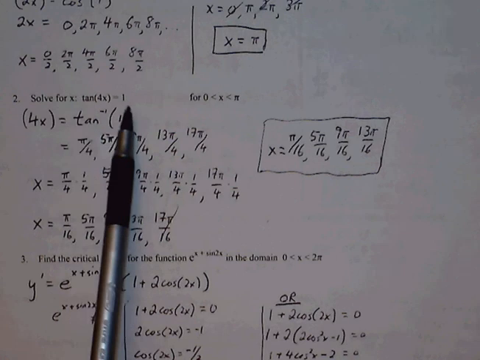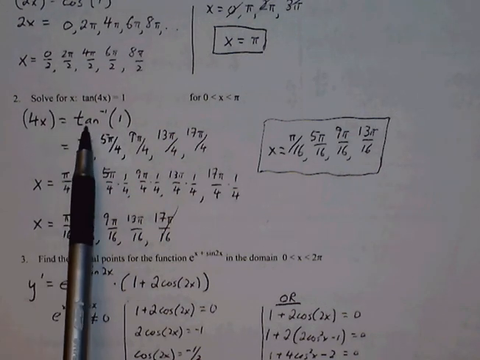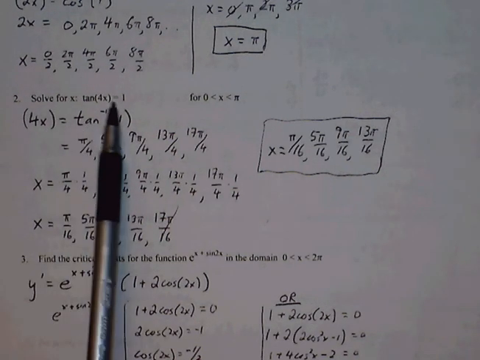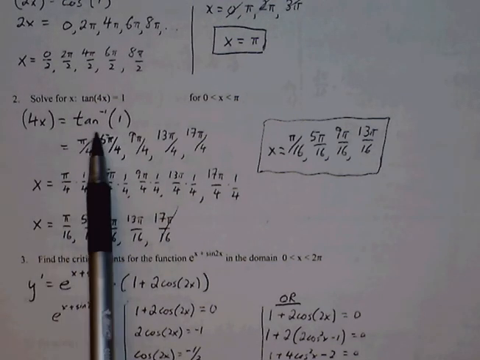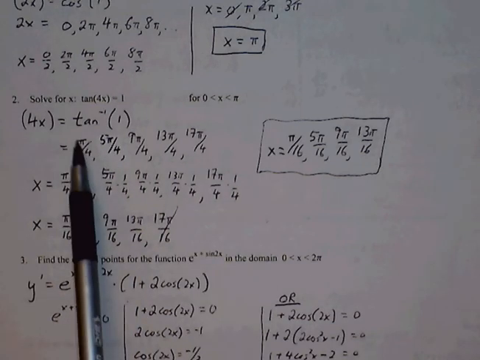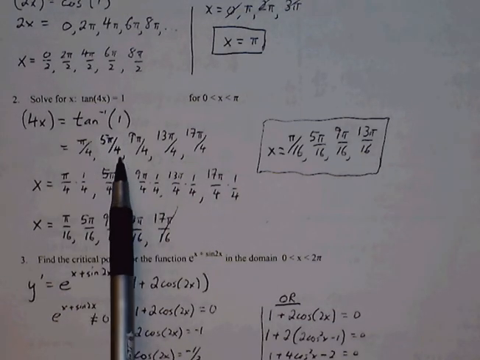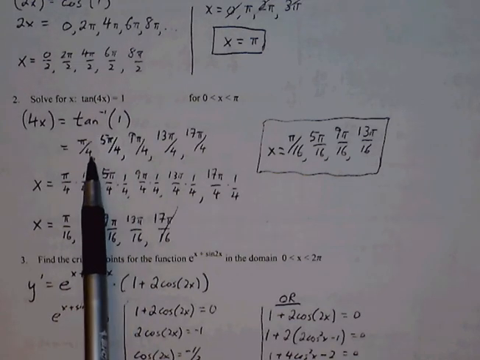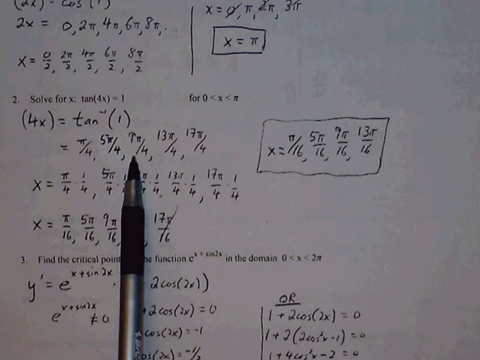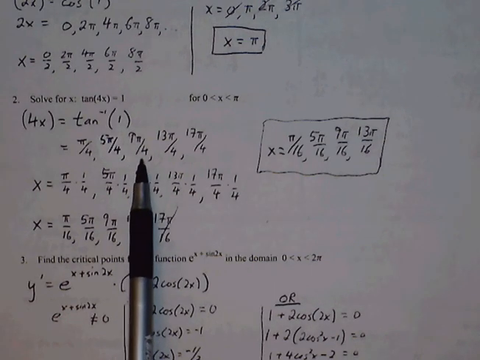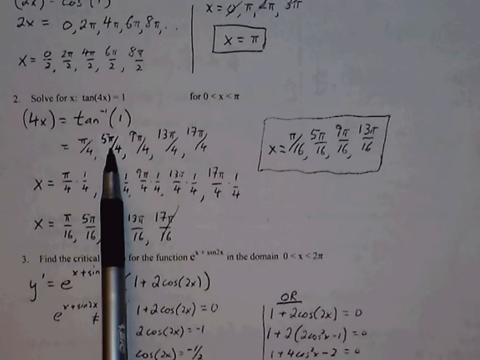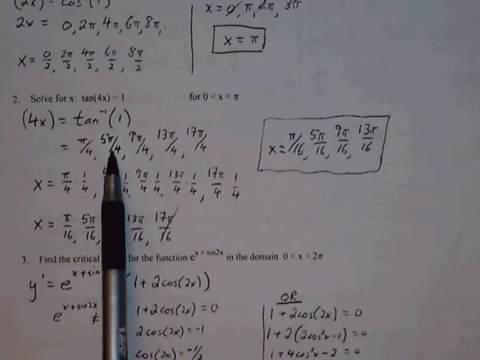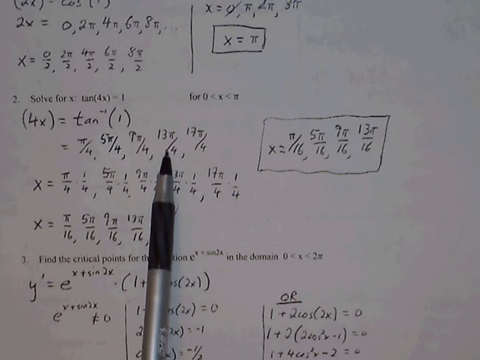So apply inverse tangent. We want to figure out first, when is tangent equal to 1? Notice we have to divide by 4 eventually, so I'm going to list out a whole bunch of terms. Pi over 4, 5 pi over 4, so everything in the first and third quadrant. So pi over 4, if I add 2 pi to this, I'll get 9 pi over 4. If I add another 2 pi, I'll get 17 pi over 4. And third quadrant, 5 pi over 4, if I add 2 pi to this, I'll get 13 pi over 4.